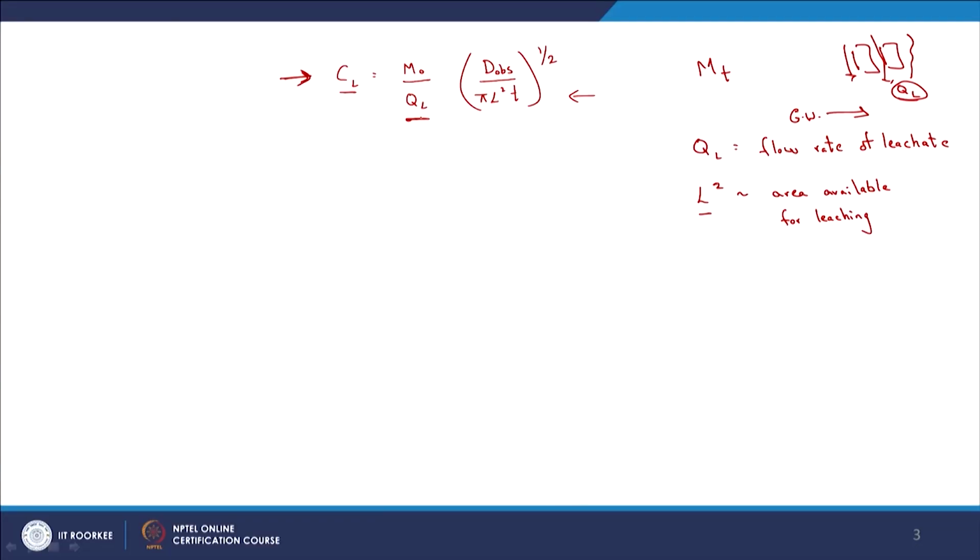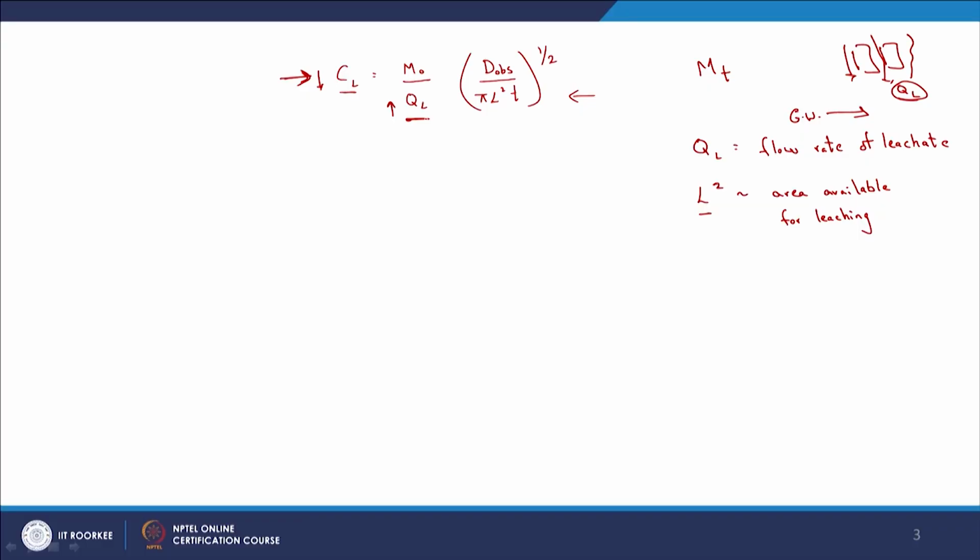So, Q_L, as you see, as the flow rate increases, what is going to happen to C_L? Obviously, C_L is going to decrease, that is obvious. If you have some particular contaminant here and the flow rate of the leachate is increasing, the time it has for diffusion is going to be obviously less, and thus the concentration in the leachate will be less. So, that is something we see, but what is going to happen in the other case?